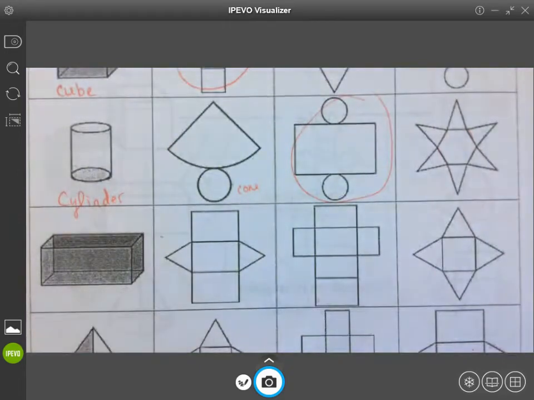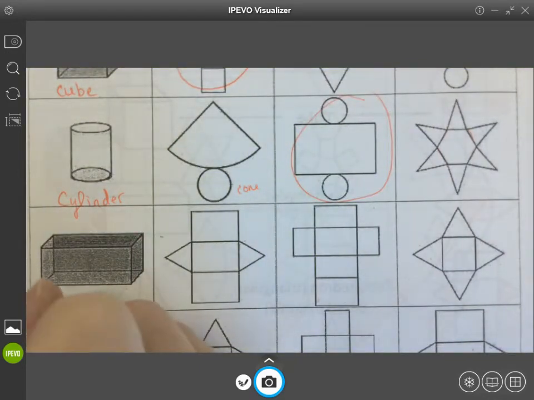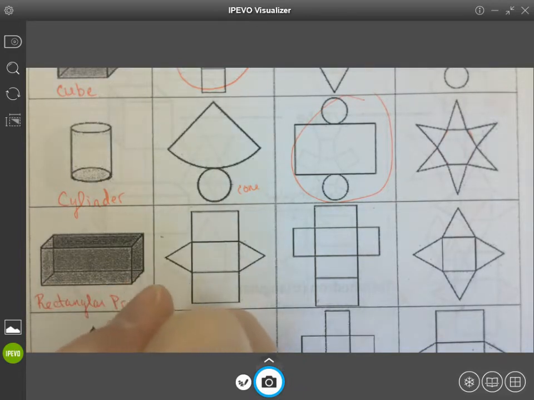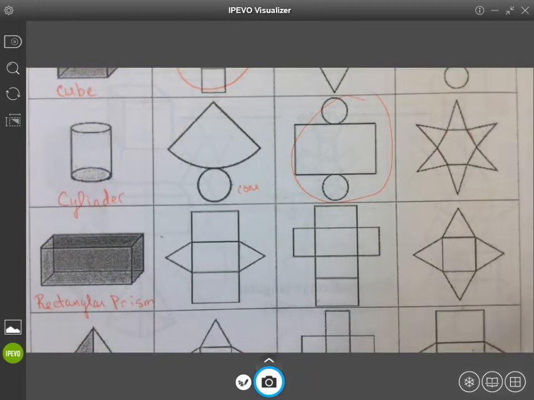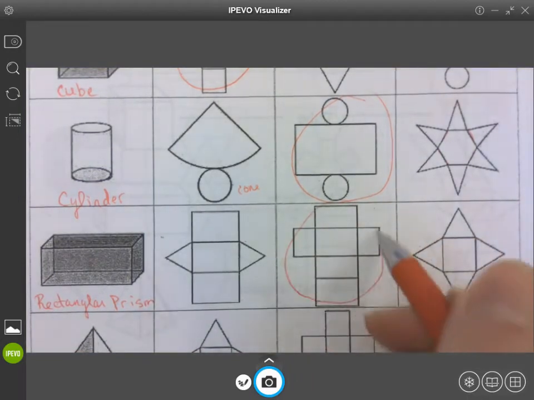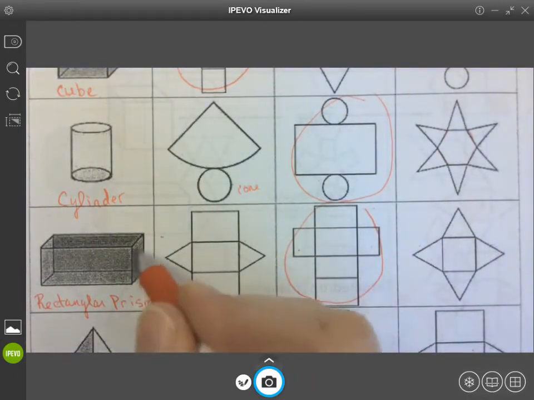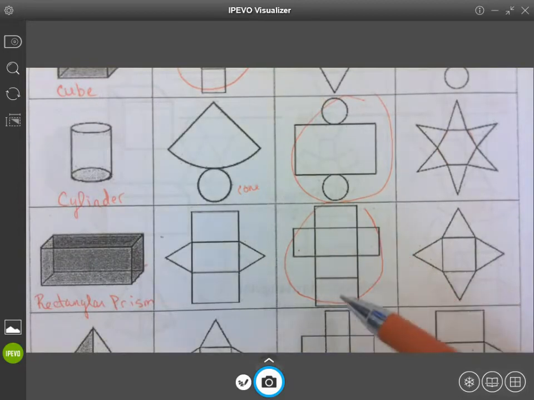Okay, what's this shape? Rectangular what? Yeah, rectangular prism. So whenever you look at it, it should be this one. Here are the 2 sides, right here and here, and this is what's wrapping around.